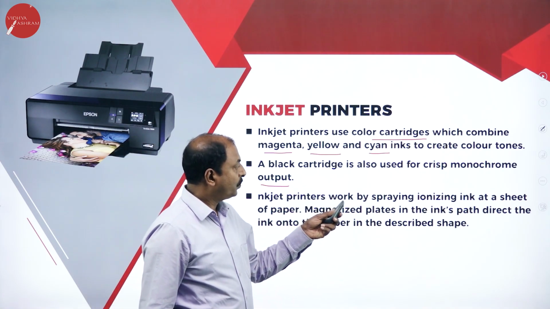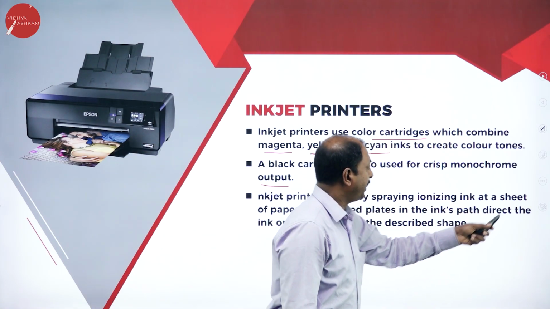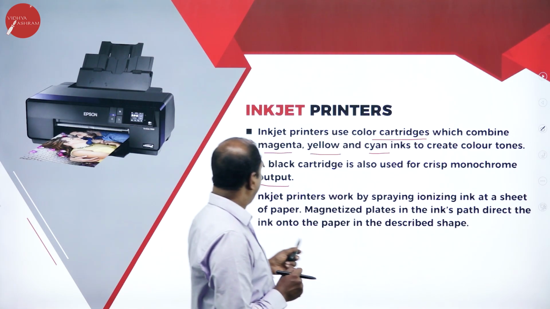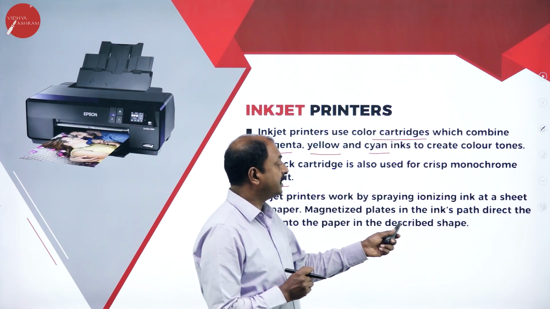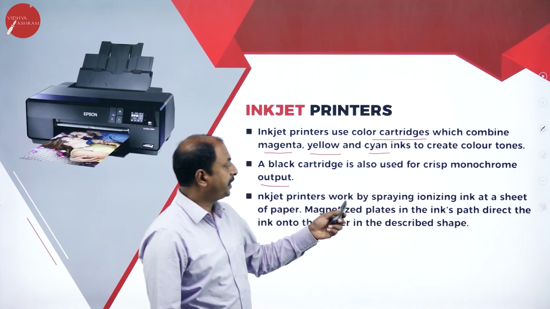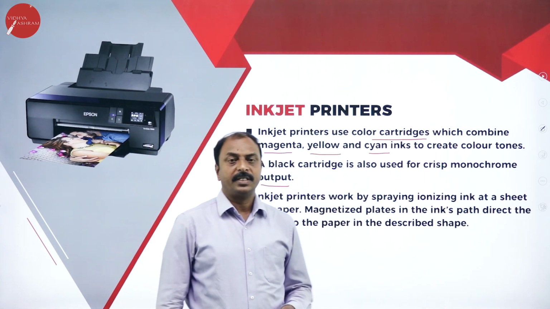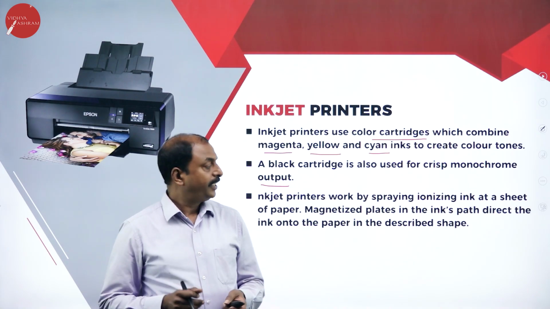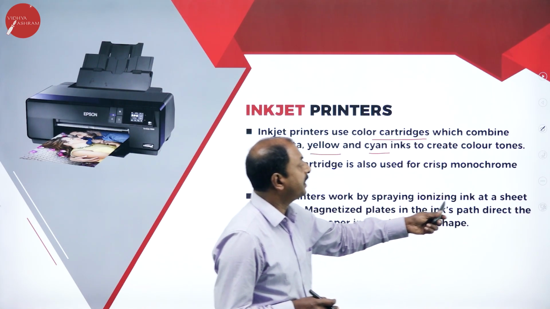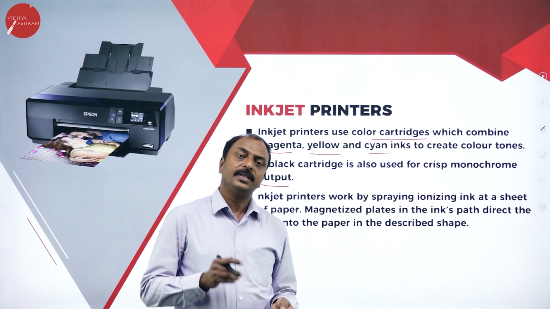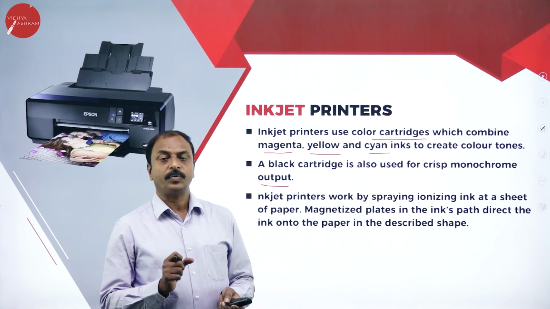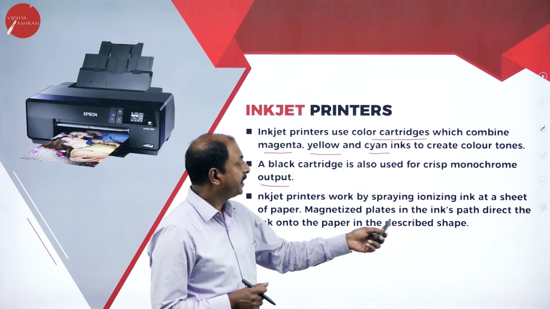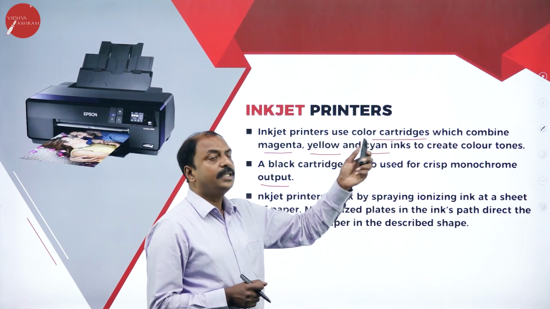Inkjet printers work by spraying ionizing ink at a sheet of paper, and magnetized plates in the ink's path direct the ink onto the paper in the desired shape. So what is the technology here? Here it is inkjet. It has a small jet-like nozzle, and through the jet, colored or ionizing ink passes and sprays over the paper in a definite shape. That is how we get the printout in an inkjet printer.